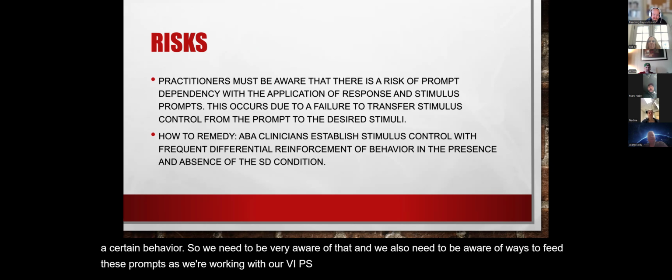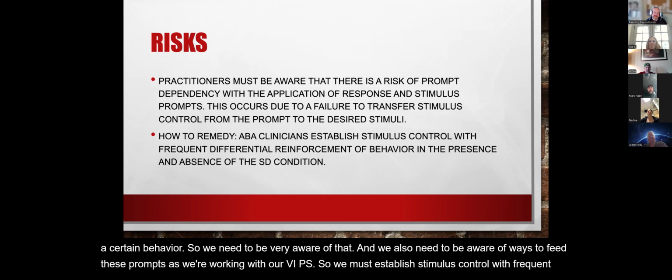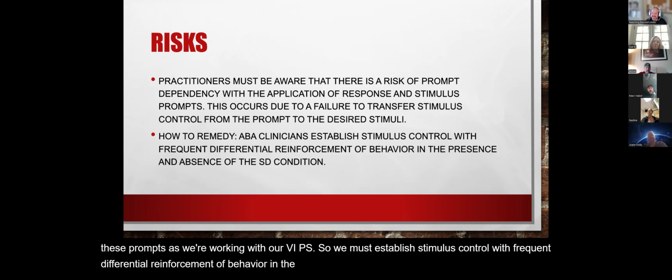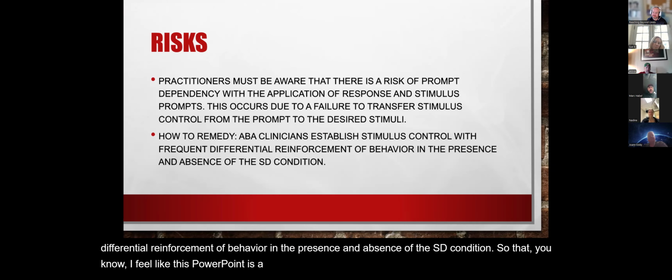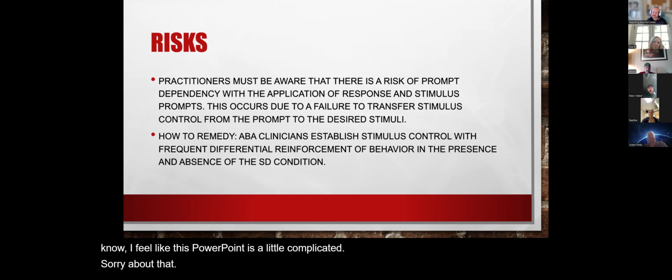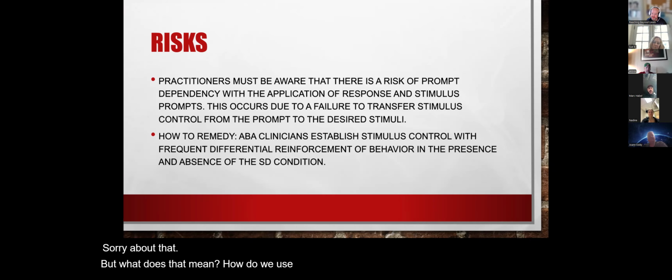So we must establish stimulus control with frequent differential reinforcement of behavior in the presence and absence of the SD condition. I feel like this PowerPoint's a little complicated, sorry about that. But what does that mean? How do we use differential reinforcement to promote independence while fading our prompts?